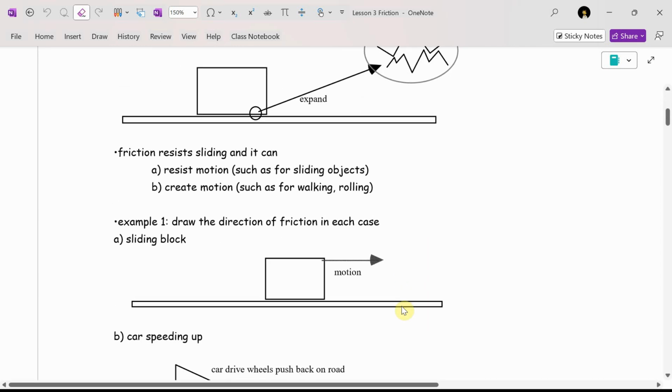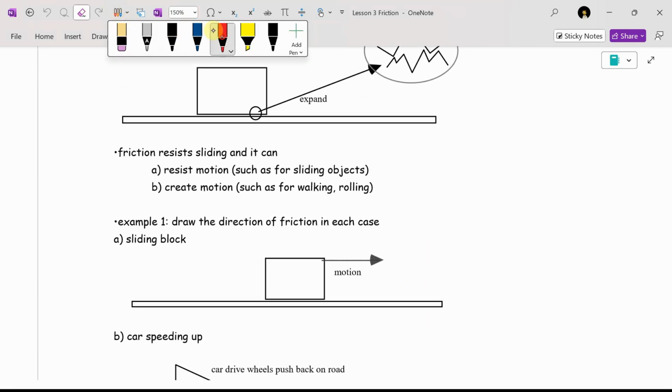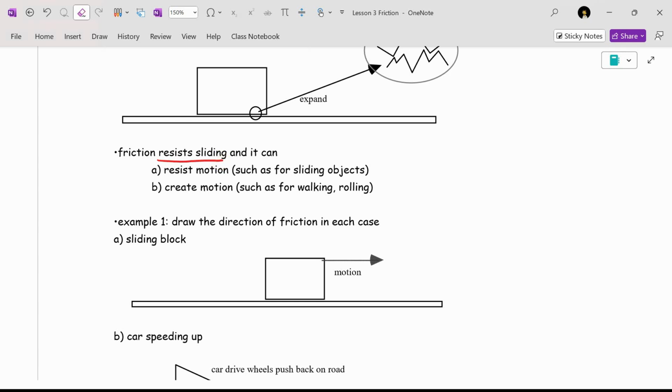The key idea, what you want to underline, is that friction resists sliding. Some people will say, well, friction resists motion. Actually, no. Sometimes it resists motion, but sometimes it can create motion. And this was a concept that I really had to try and push at you last year, especially for cars.